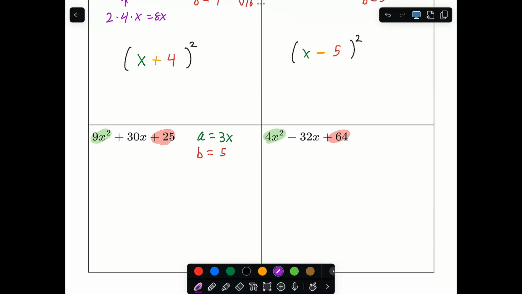And then I'm going to check 3 times 5 times 2, or twice AB. So 2 times 5 is 10, 10 times 3 is 30, so that does check off. So then now I can just write it as my A, 3x. My sign for that middle term is a plus. So it's going to be plus, and then I'm going to get 5. And then parenthesis squared.